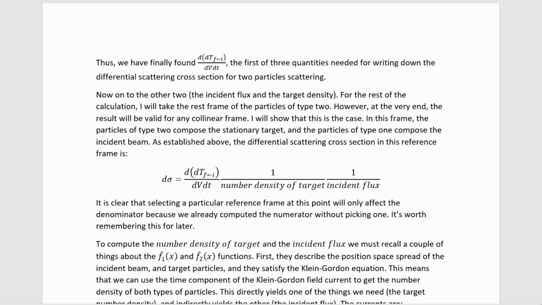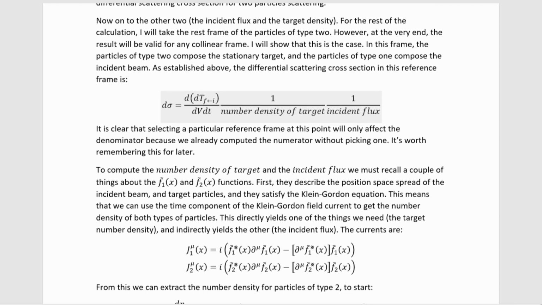As established above, the differential scattering cross-section is this. We now have this quantity. We need these two quantities. It is clear that selecting this particular frame at this point will only affect the denominator because we've already calculated this. To compute the number density of the target and the incident flux, we must recall a couple of things about these f1 tilde and f2 tilde functions.